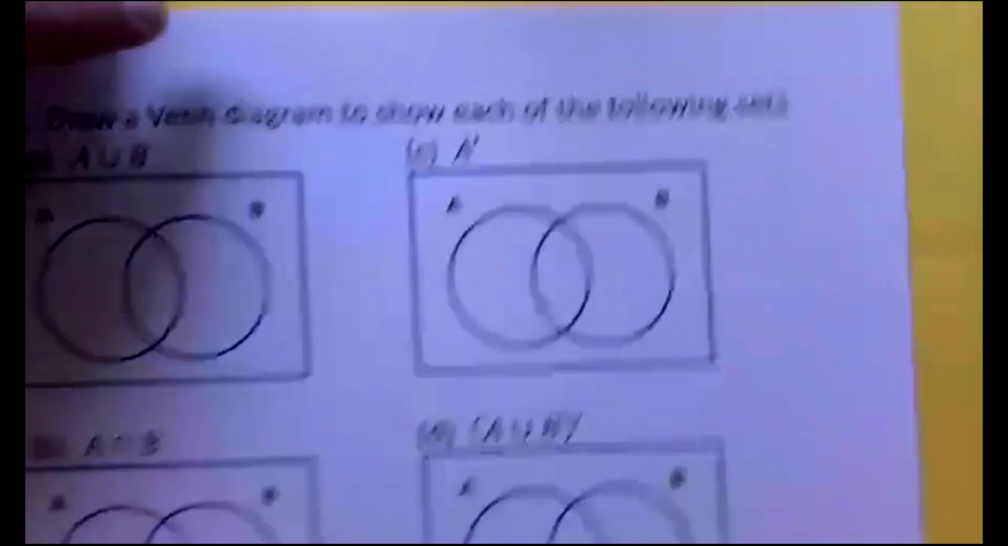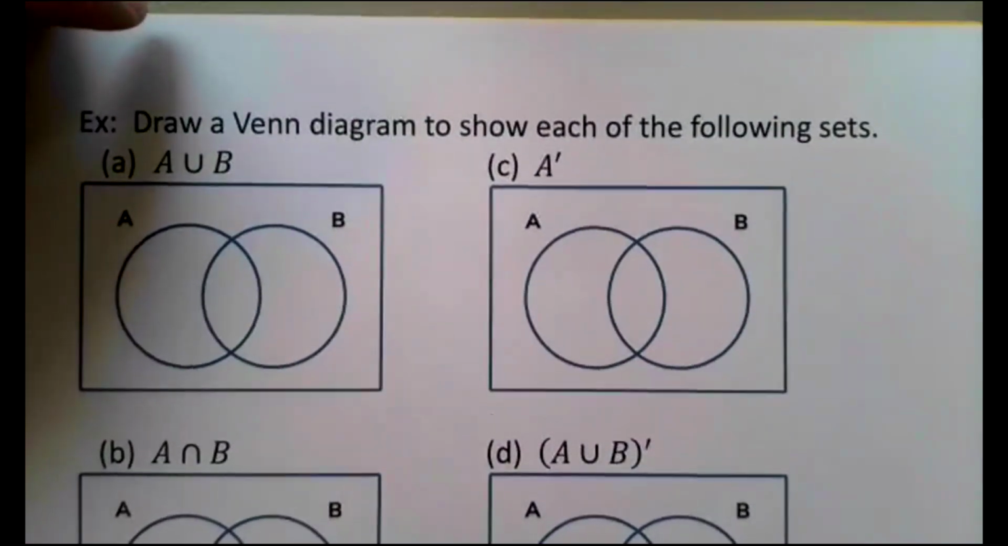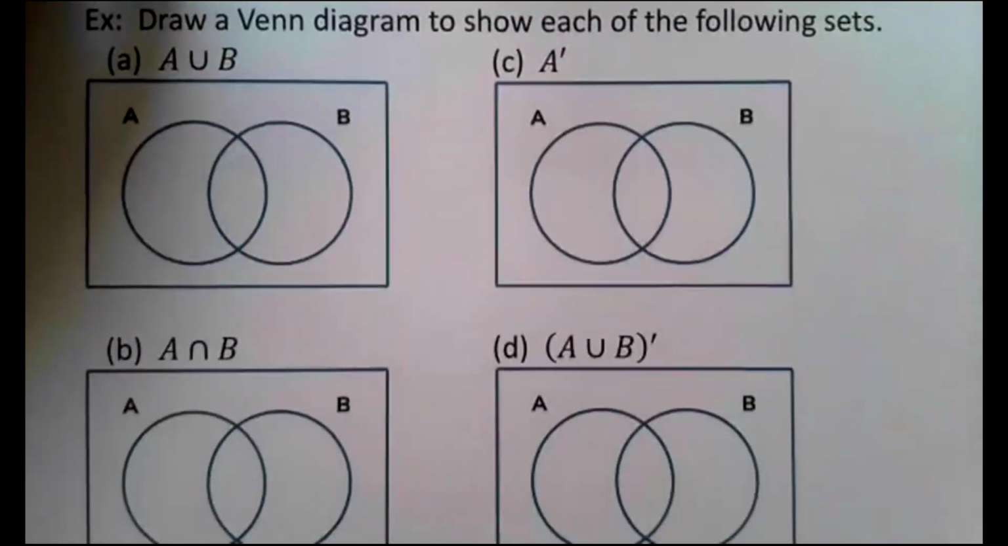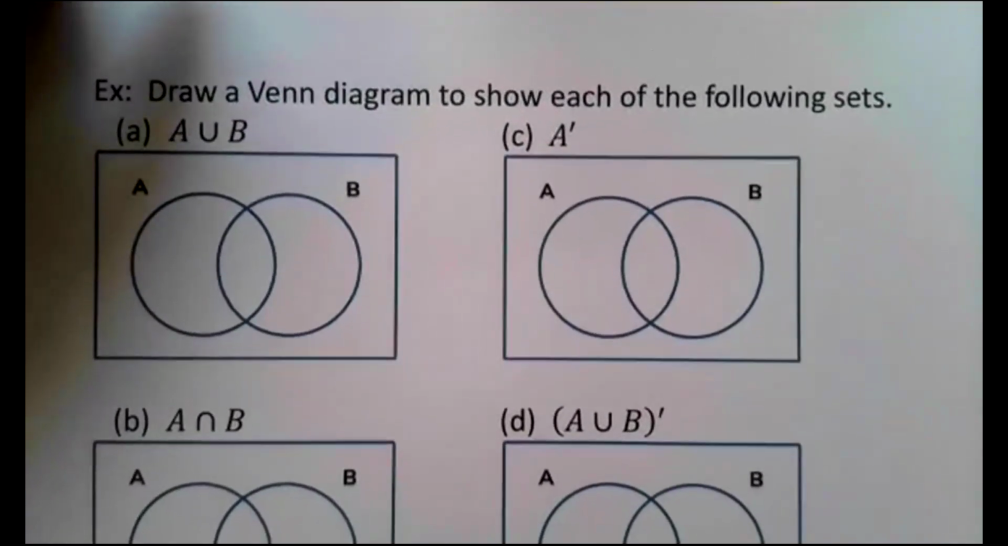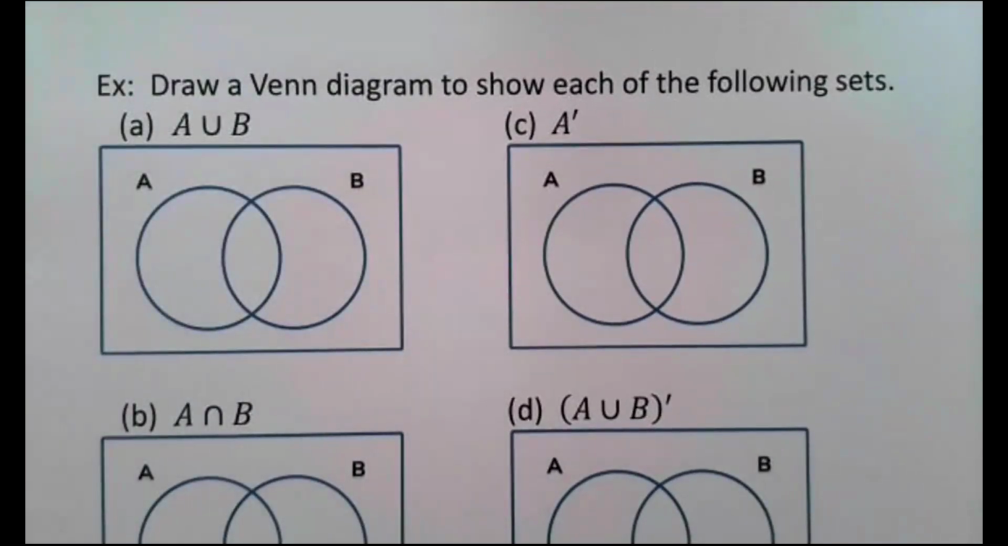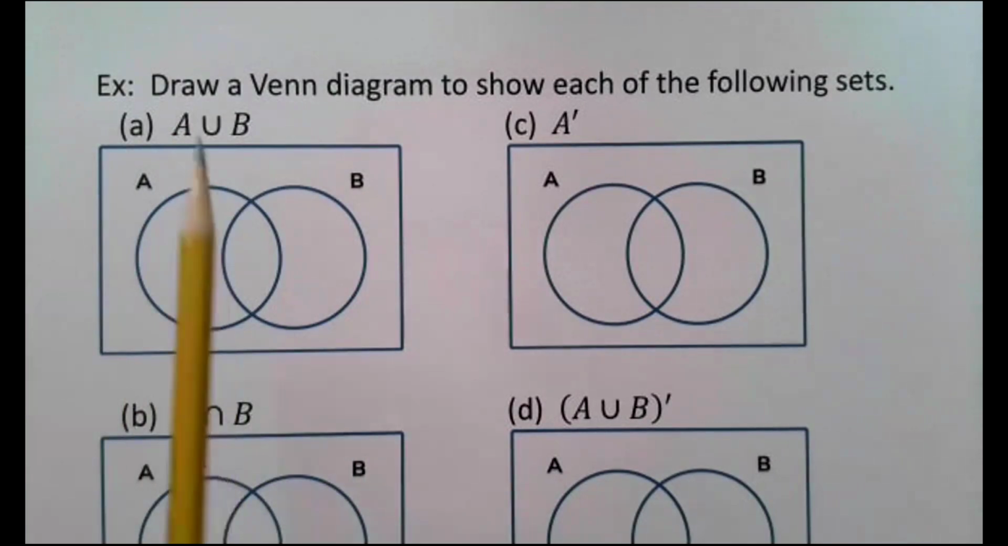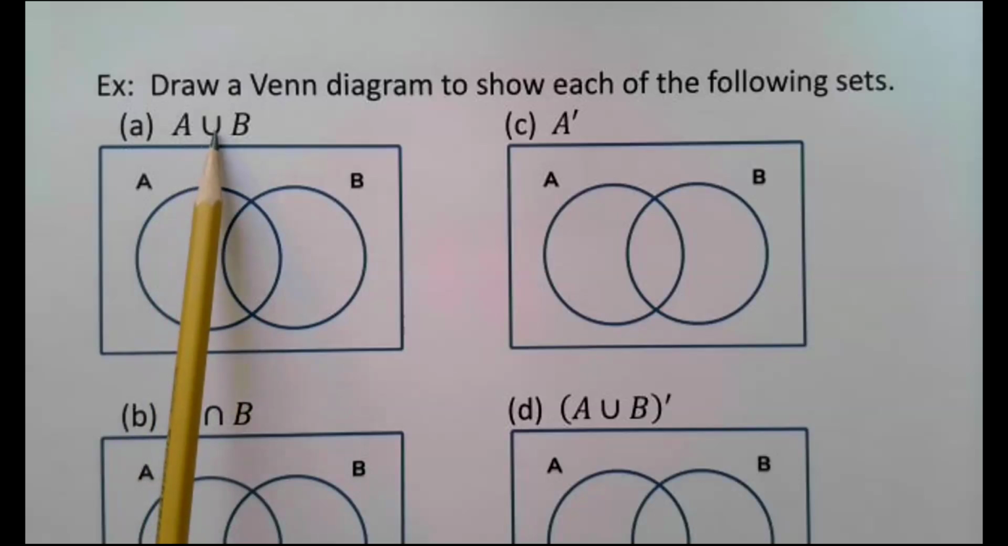Let's continue to focus on Venn diagrams. This next example says, draw a Venn diagram to show each of the following sets. What we mean by that is we want to shade in the Venn diagram so that A union B is what we have shaded. So to get into the union of two sets, you just have to be in A or B.